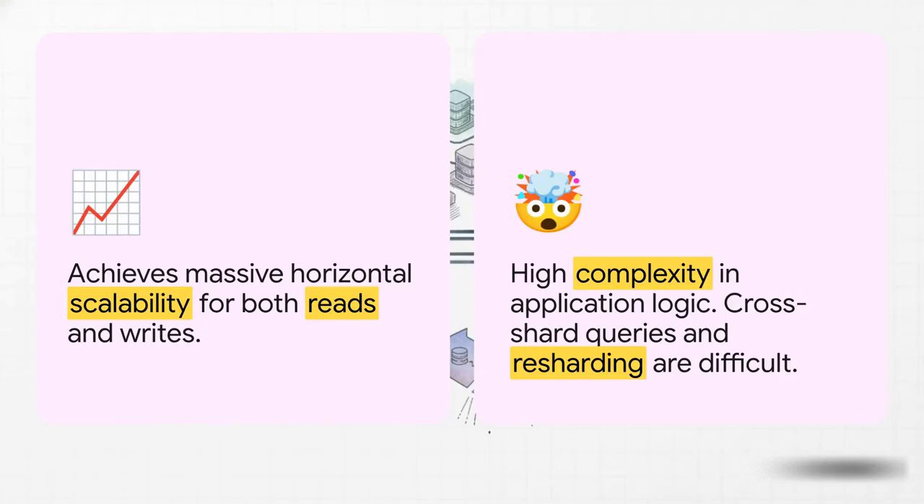But all this power comes at a steep price: complexity. Your application now has to be smart enough to know which server holds which piece of data. And trying to get information that lives on two different shards, say joining user data with their post data, becomes incredibly difficult and slow. Sharding is an amazingly powerful tool, but it is not one to be used lightly.